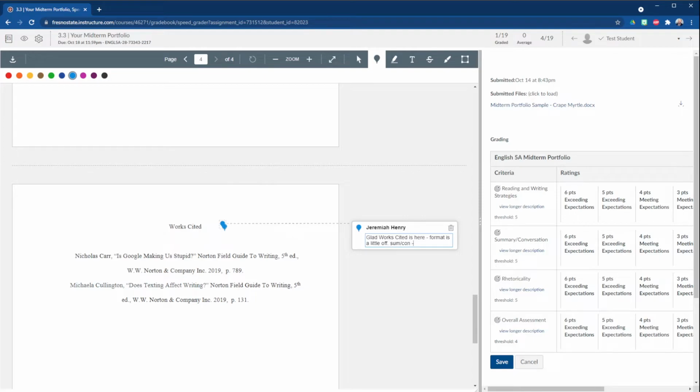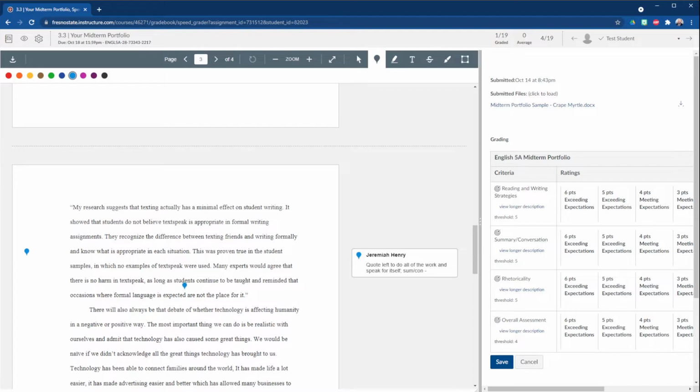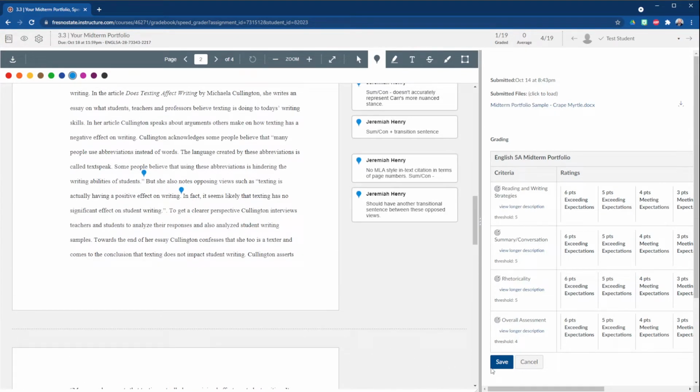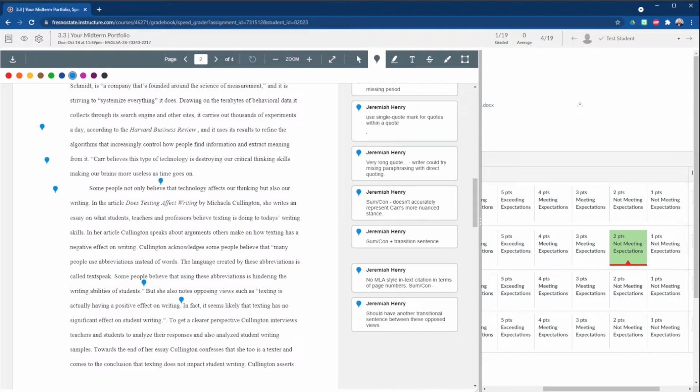And again, that'd be another summary conversation thing. Okay, so summary conversation. Yeah, not having those in-text parenthetical citations for the page numbers. I mean, for me, I've got to say a 2 for not meeting expectations. It was heading towards a 4, but not having the in-text citations, I think, brings it down to a 2. But because they were doing some other good work with that transitional sentence here in the middle, that keeps it from being a 1 in my view.